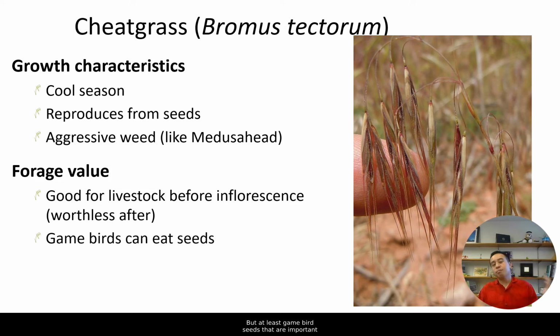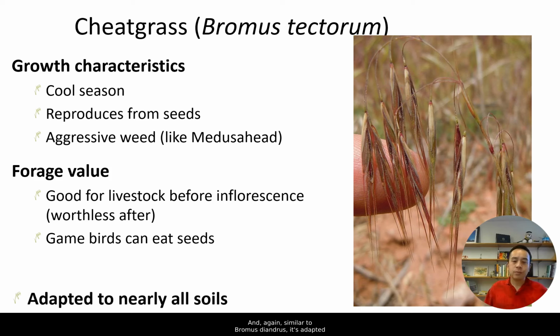But at least game bird seeds that are important for hunting can eat the seeds, so they can provide some small habitat value. And again, similar to Bromus diandrus, it's adapted to nearly all soil types because it's incredibly invasive, similar to Medusahead, not great forage quality, and can rapidly transform a habitat and ecosystem to favor increasing its own population and abundance over the existing vegetation.